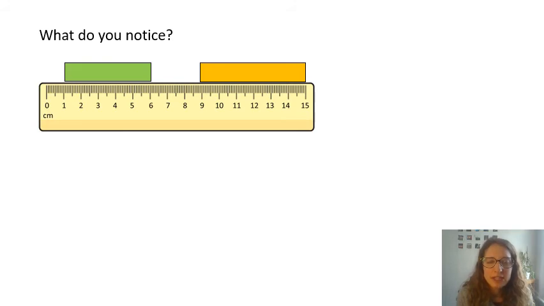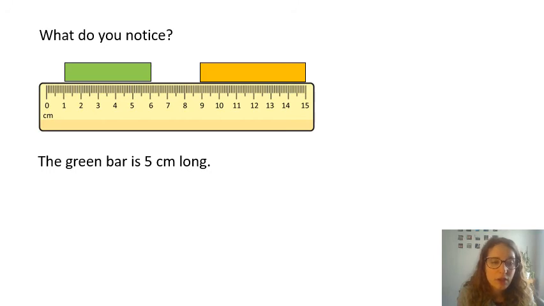Okay, have a look at these two. What do you notice? So pause the video. What do you notice? Okay, so the green bar, you may have noticed, is 5 centimetres. Even though they haven't put it at 0, you can still work it out, because we can have this as our 0, and then we would have 1, 2, 3, 4, 5 centimetres.